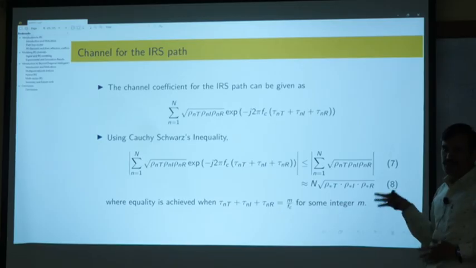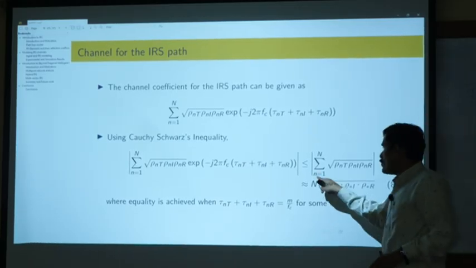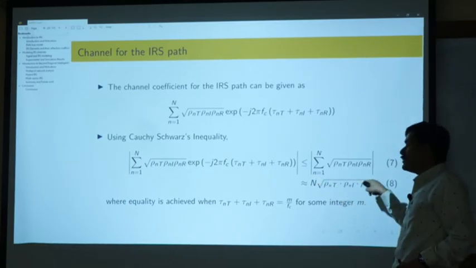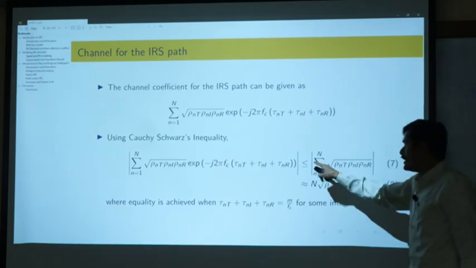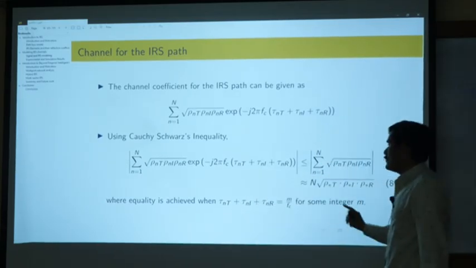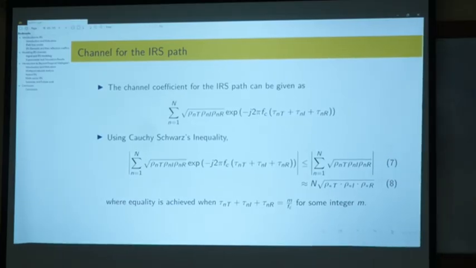If we talk in terms of SINR or power domain, these will be squared, and these gains will be multiplied here. This equality will be achieved when these three are the same, when these three are integer multiples of 1 by fc.